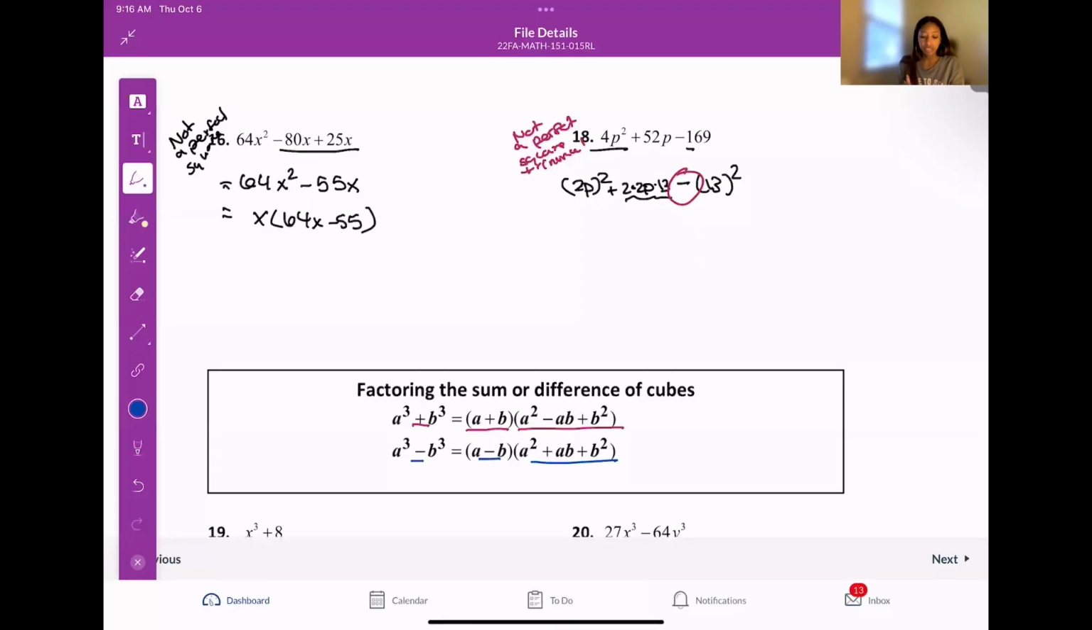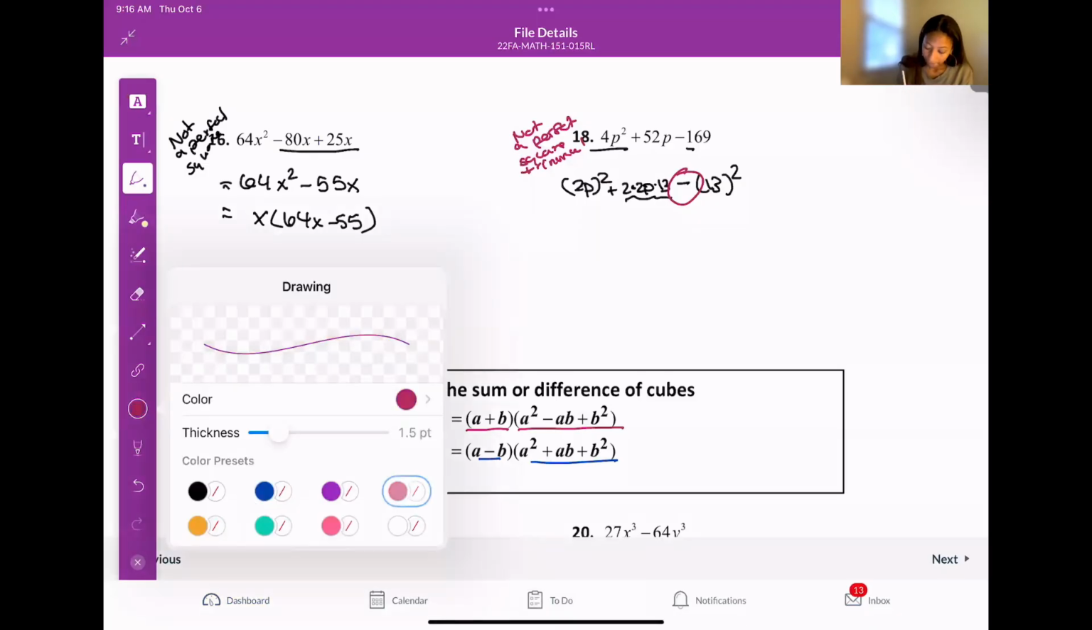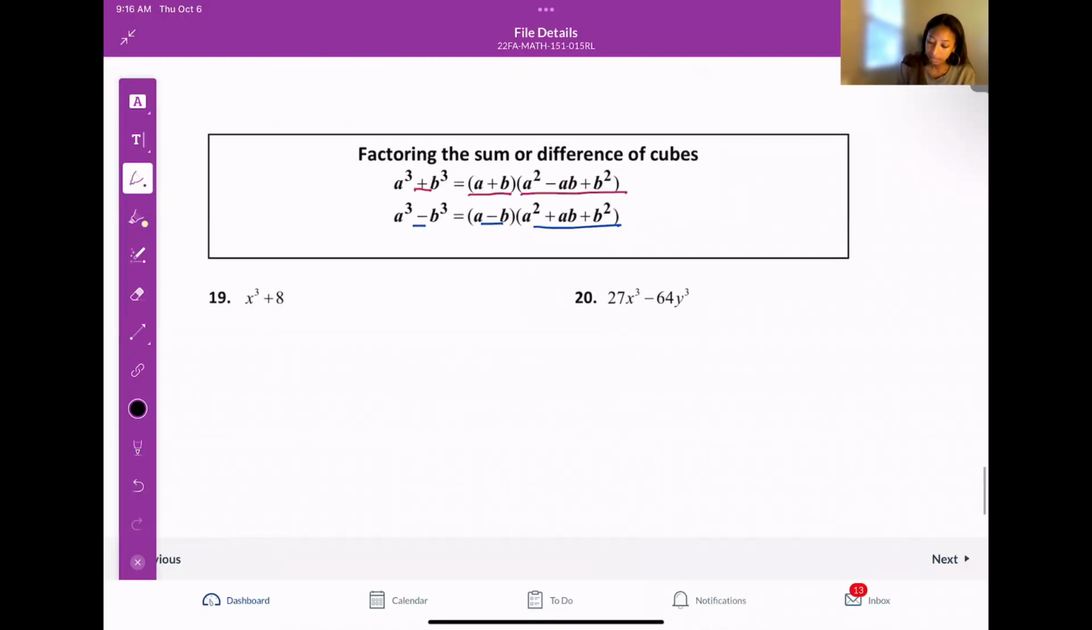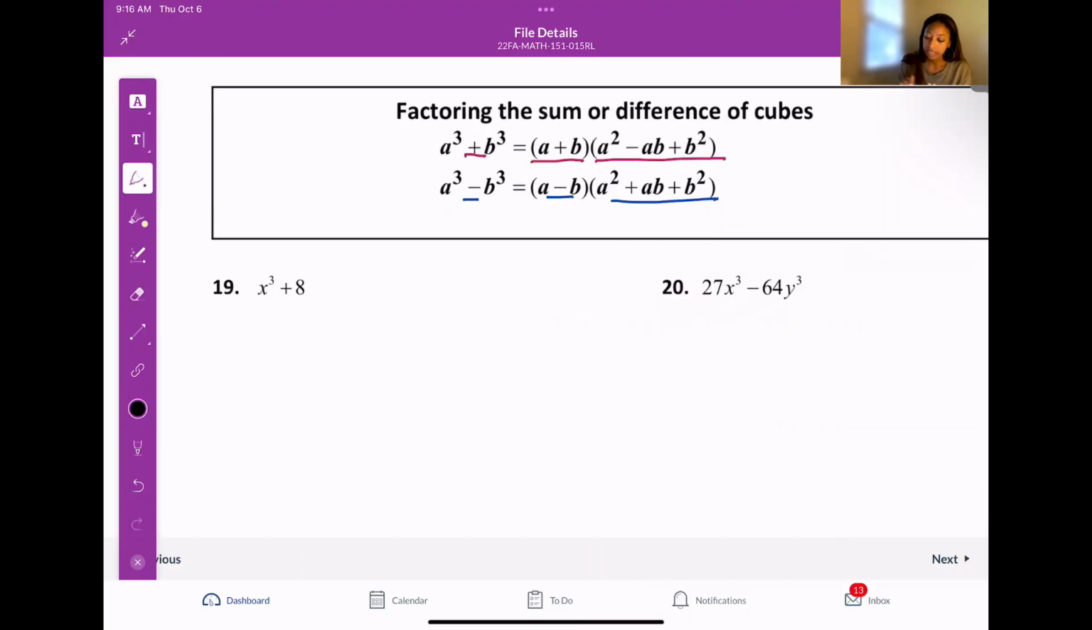So notice the differences here. I'll try to circle it. When you have a sum of cubes, the first terms are added, and in the second group, the middle term, the ab, is being subtracted. When we have a difference of cubes, the a minus b, the first terms are subtracted, then the second group of terms are all being added. All right, we're going to keep that here and then do problems 19 and 20. 19 is the sum of cubes, 20 is the difference of cubes.